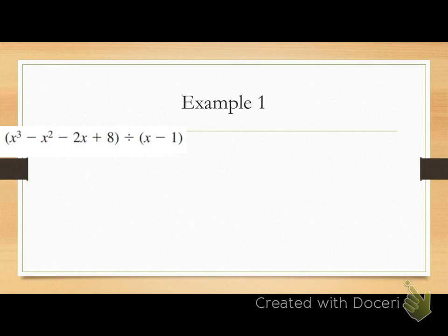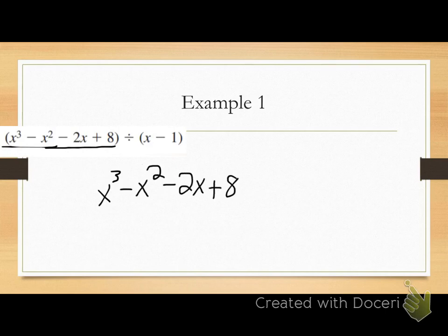So I'm going to set it up like we did our 4th grade division problems. The first polynomial is going to be my dividend. So it goes under the division symbol. X minus 1 is my divisor, so it goes outside. Everyone okay with that? So I'm doing x cubed minus x squared minus 2x plus 8 divided by x minus 1. Okay?